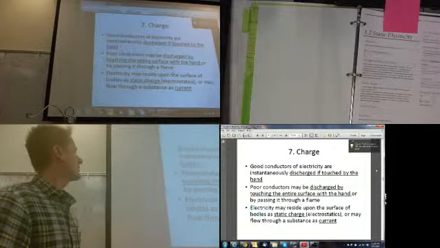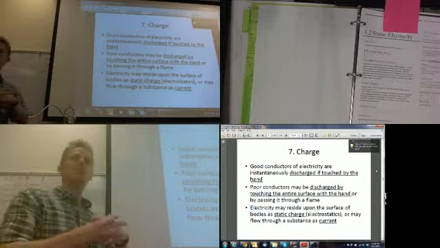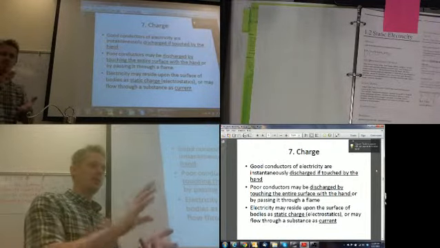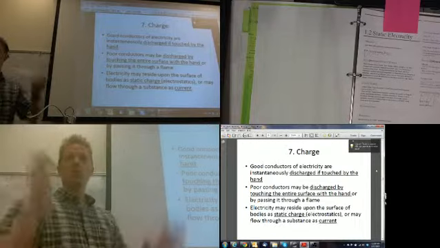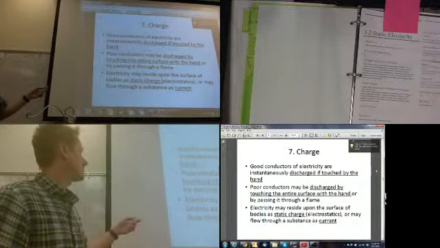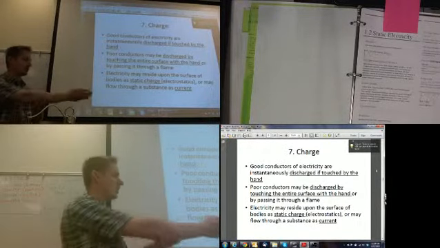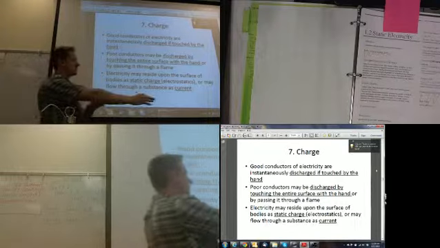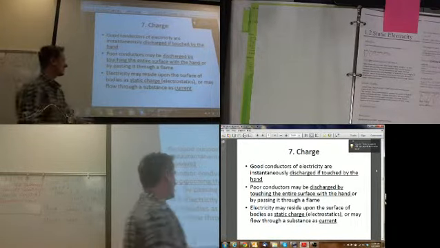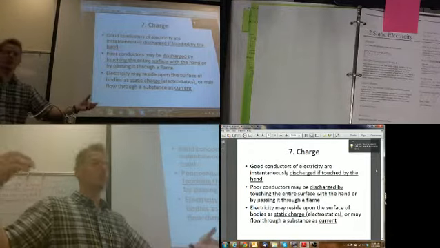Poor conductors can be discharged by touching the entire surface with the hand or passing through a flame. Flames have electrical properties too. So when you see a flame, electricity everywhere. Electricity may reside upon the surface of bodies, static charge, or may flow through the substance. I'm talking about current. Current is a through variable, whereas voltage we talk about as a difference in amount of charge.